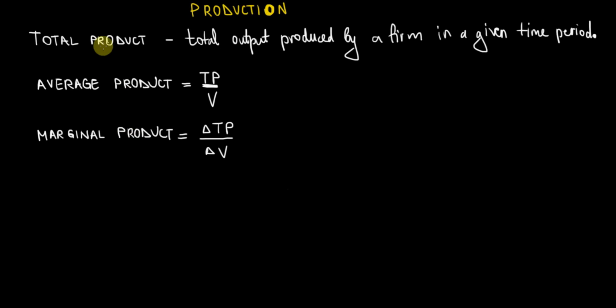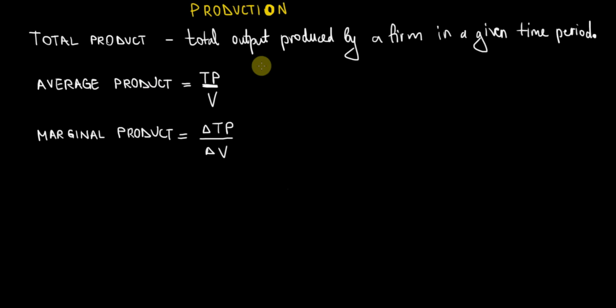Total product, that's going to be the total output produced by a firm in a given time period, utilizing its fixed factors of production and variable factors of production. If you remember from the previous video, we discussed that in the short term, the fixed factors of production are not changing because it's a fixed cost that we incur once, and the production itself is going to depend on the variable factors of production, which in most cases are going to be the labor that we employ.